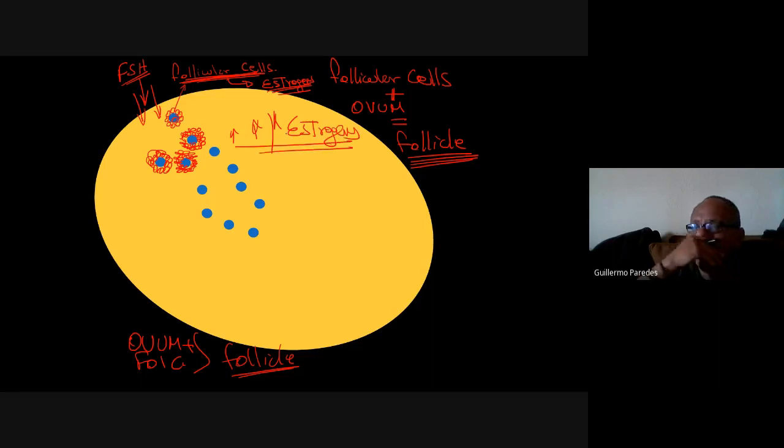So that's why the estrogens are going to be low at the beginning of your menstrual cycle and are going to be high in the middle of the cycle. Why? Because the FSH, that is the follicular stimulant hormone, is the one who stimulates the follicular cells to produce more number of follicular cells and more estrogens. You okay with that? Yes.